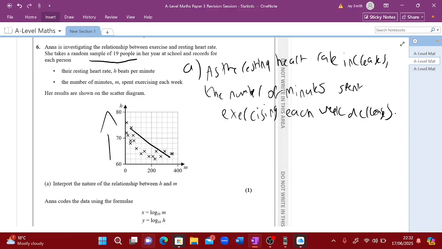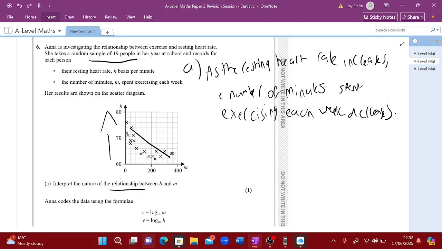Interpret means don't just say it's a negative correlation between H and M. You need to say what that means exactly. So what is H and M? H is the resting heart rate, and M is the number of minutes spent exercising. And so you're saying as one decreases, the other increases, and vice versa. So you don't just say there's a negative correlation, or just say H and M. You have to be very explicit, and write out what that means, what they've given here. Okay, that should be what they're after.